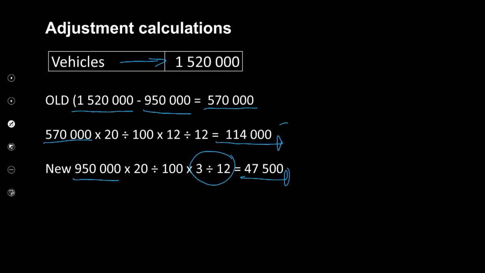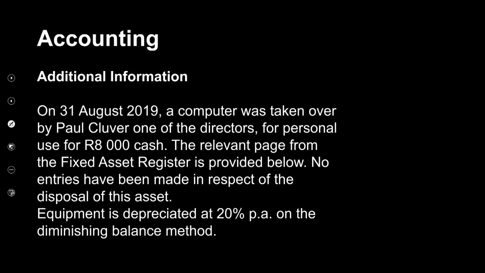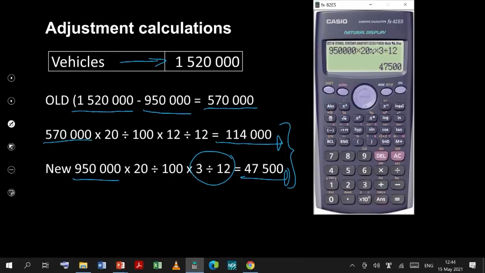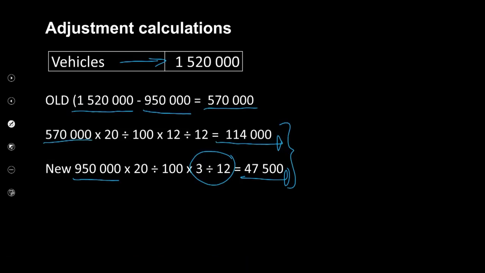So there's my total depreciation on my vehicles. Okay, so if we take those two figures now, and obviously let's add, it's the 47,500 plus the 114,000, that will give me 161,500. What is the 161,500? That is the total depreciation on my vehicles.